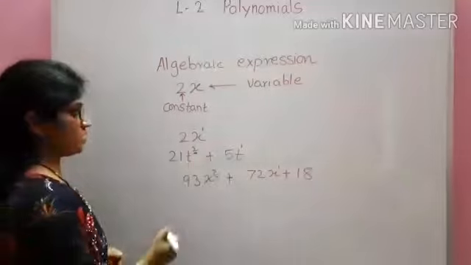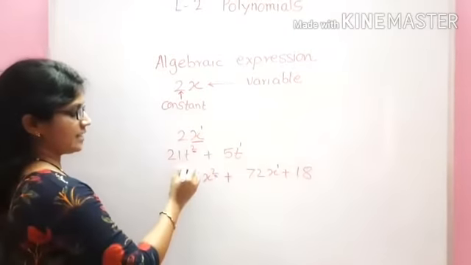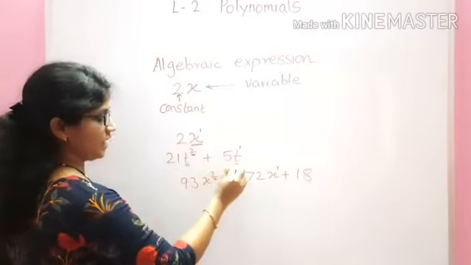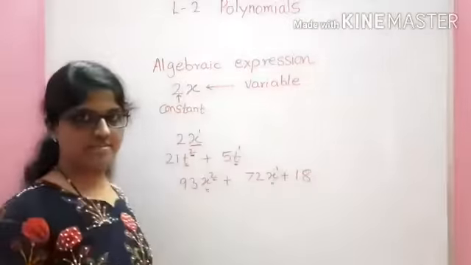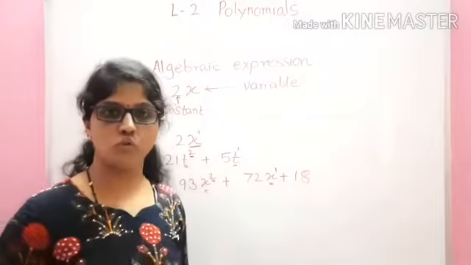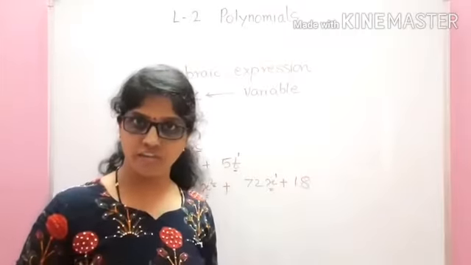Now if you observe the variable, here what is the variable? X. In this example, the variable is t, and in this example, the variable is x. Means in each example, a single variable is used. So this is known as a polynomial in one variable.